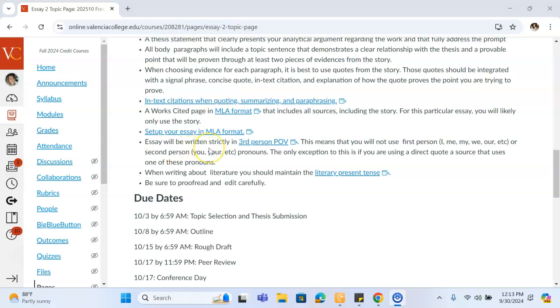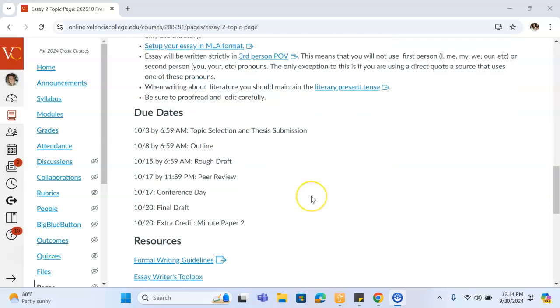This essay will be written strictly in third-person point of view. This means that you will not use first person. The only exception to using first person or second person is if a quote from the story that you are using employs that point of view, but your actual writing will be in third person. When writing about literature, keep in mind you should be using the literary present tense, and you'll want to make sure you proofread and edit carefully.